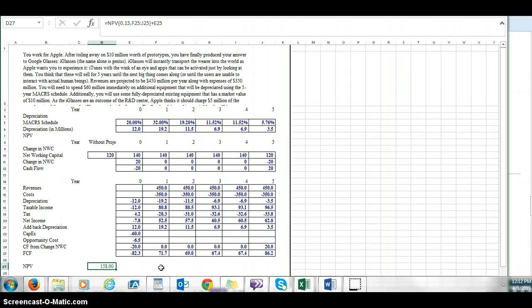So I do suggest using that NPV function on both of the problems. This is examples very similar to the first two problems for the MyFinanceLab Module 4 assignment.